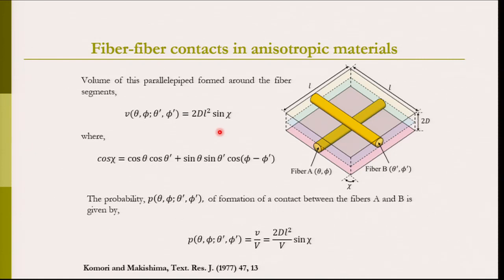Now, if we are supposed to calculate the probability of formation of a contact between the fibers A and B, then it would be the volume of this parallelepiped, as you can see here, to the total volume of the fabric. So, the volume of the parallelepiped we have already calculated, 2d L square sin chi, and let us say capital V is the volume of the whole fabric. So, now we know the probability of formation of contact between the two fibers, but as we know there are n number of fibers making n minus 1 contacts.